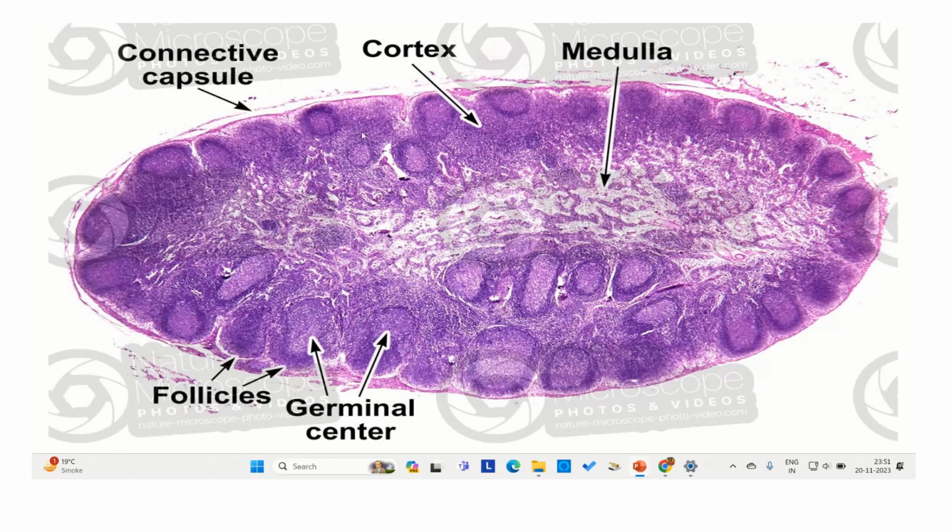I can show you. So this is the capsule with subcapsular sinus. This entire thing is the cortex. This is the medulla, where you can see these are the medullary cords and these are the medullary sinuses. So if you see, this is a lymphatic nodule or follicle where in the center you are seeing the light staining germinal center, and you can see this is the mantle zone, otherwise called corona, surrounding the germinal center, and this is the peripheral dark area where resting lymphocytes are present.